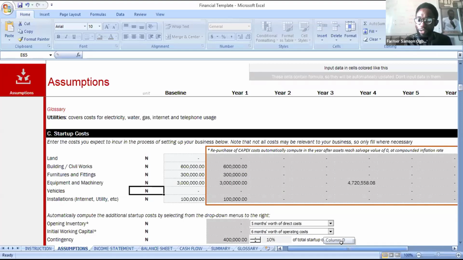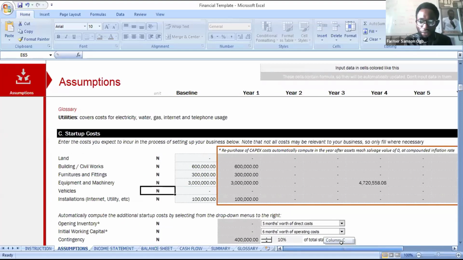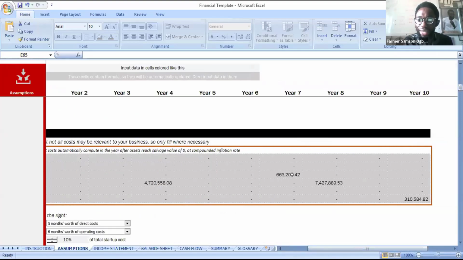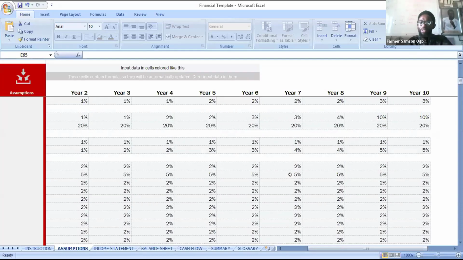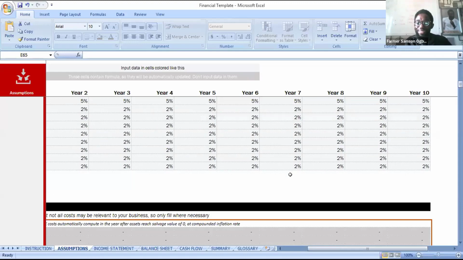Then, what's the next one? Furniture and fittings. We assume your furniture and fittings will no longer be too good after 6 years. So in the 7th year, it is already telling you that you should be budgeting to spend 663,000 naira. And somebody is thinking, how did it know all of these things? Because you have filled in percentages here already.